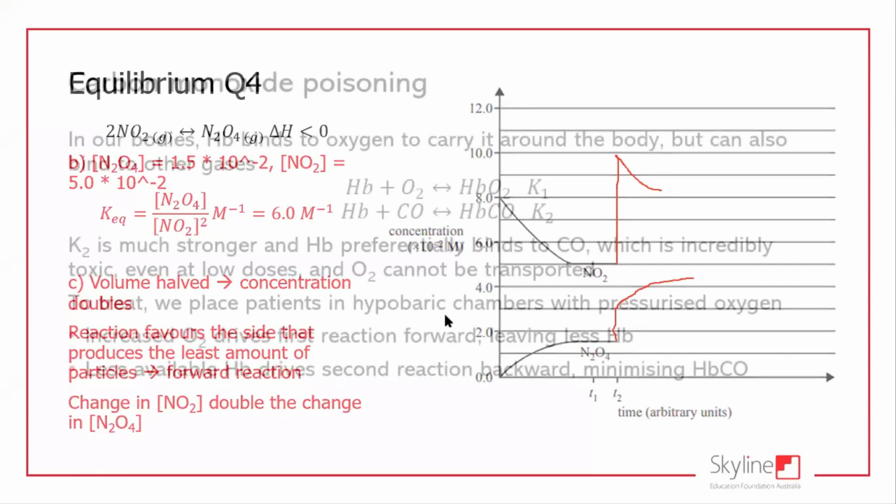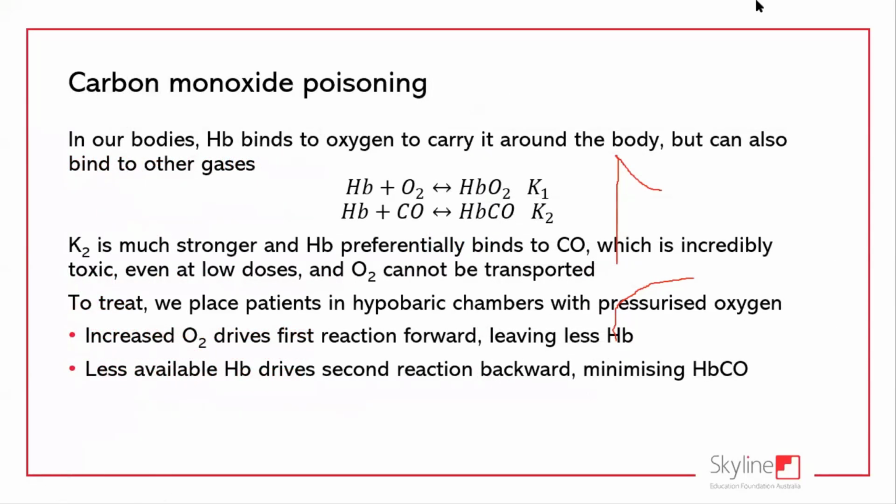Okay, awesome. Just a last little thing on competitive equilibria. This is a fascinating one, which is a real world example. We have in our bodies hemoglobin, which is in our blood cells. It binds to oxygen to carry it around the body. So Hb, hemoglobin, plus O2 becomes HbO2, simple enough. But hemoglobin can bind to other gases. The main one here is carbon monoxide, CO. Hb plus CO becomes HbCO. Now K2 is much stronger, and hemoglobin really loves to bind to carbon monoxide.